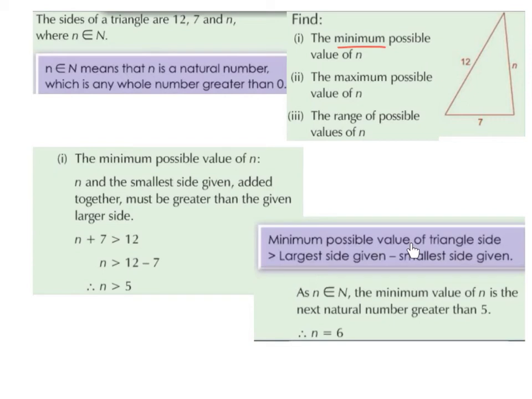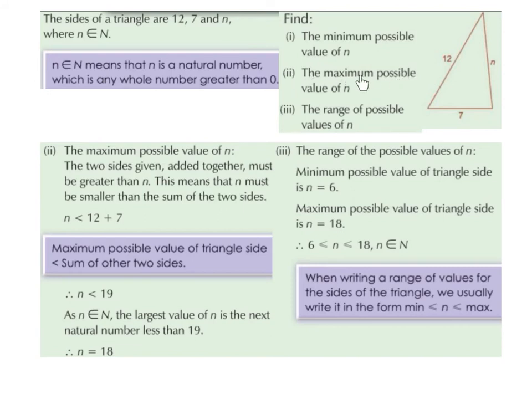So the minimum possible value of the triangle side will be greater than the largest side given minus the smallest side. As n is an element of N, a natural number, a positive whole number, the minimum value of n is the next natural number greater than 5. So n must be equal to 6. Be careful with this question that you don't say n is equal to 5. n is greater than 5, and the next whole number that's greater than 5 is 6. So n is equal to 6. That's the minimum possible value of n.